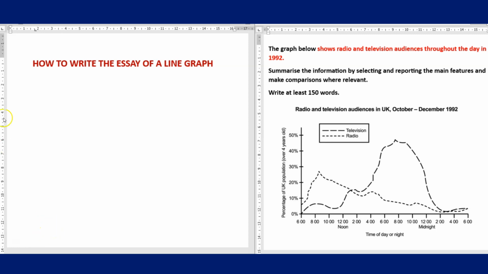As you can see from our topic, today we'll be studying how to write an essay on a line graph, okay? So let's look at our topic for today, or let's look at the sample question we'll be using.